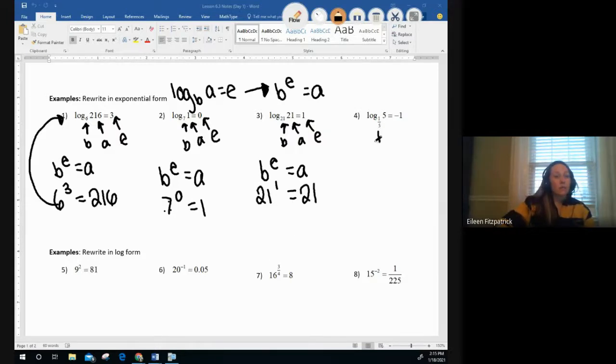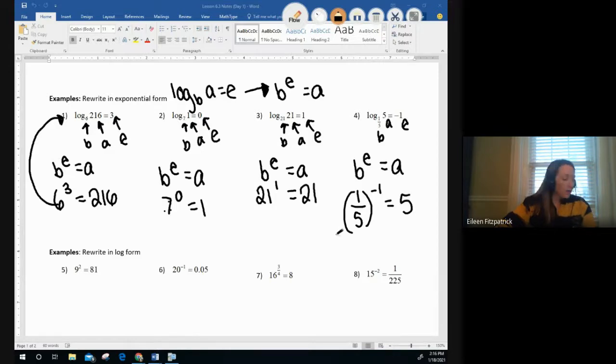And the last one, bacon and eggs, but I want to be in base raised to an exponent equals an answer form because that's exponential form. So it's 1/5 raised to the -1 equals 5, which is true. All right. So that is rewriting from log form to exponential form. Now we're going to do the opposite.